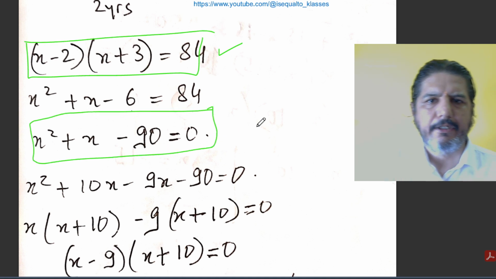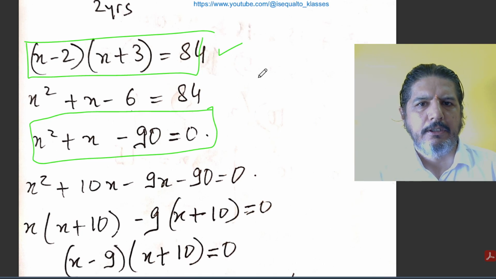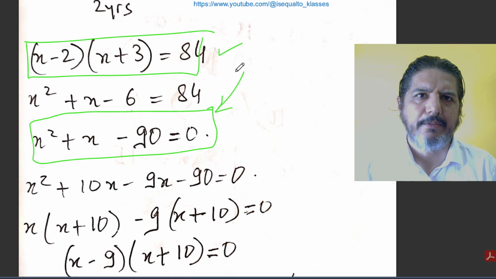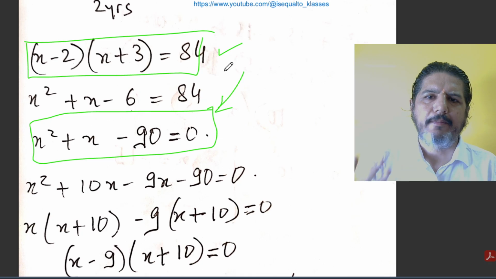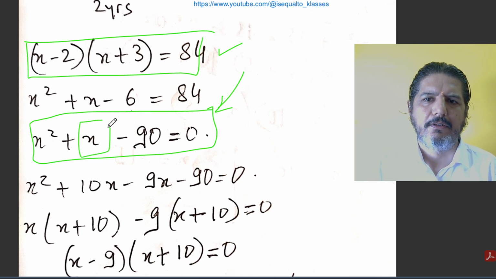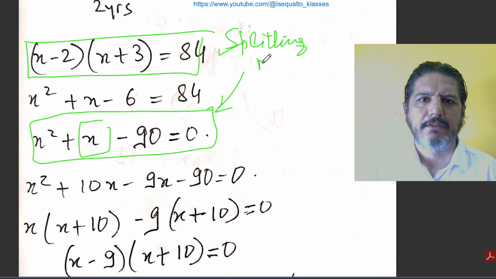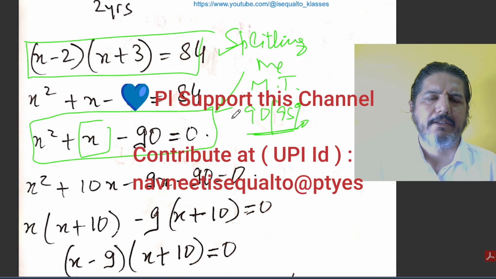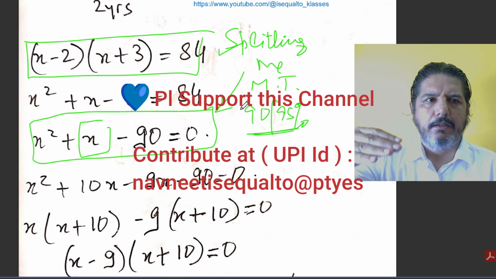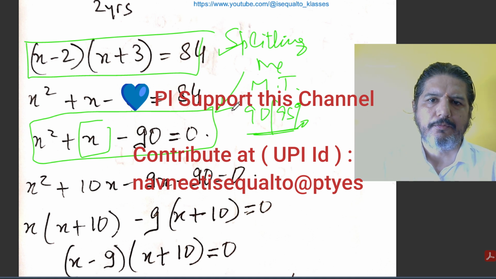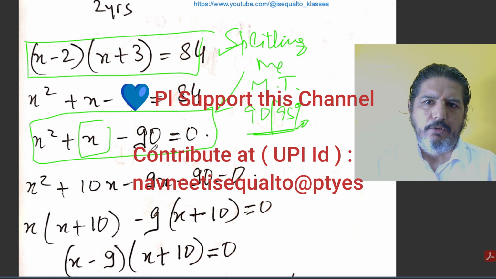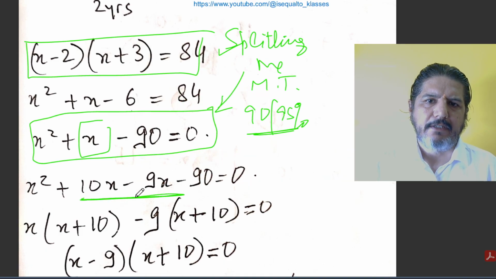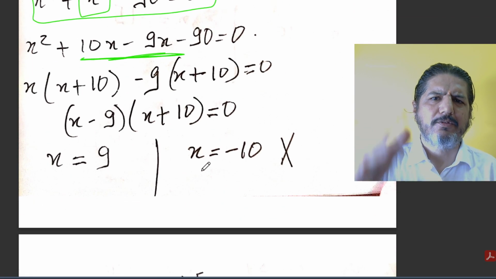Now again, what I am sharing is that 90 to 95% of the times, this equation can be solved by splitting the middle term. Splitting the middle term, in 90 to 95% of the cases. Hardly have I seen any question where splitting the middle term is not useful, especially in word problems. So you split the middle term as 10x minus 9x, and once you have split it, the rest of the problem is easy.